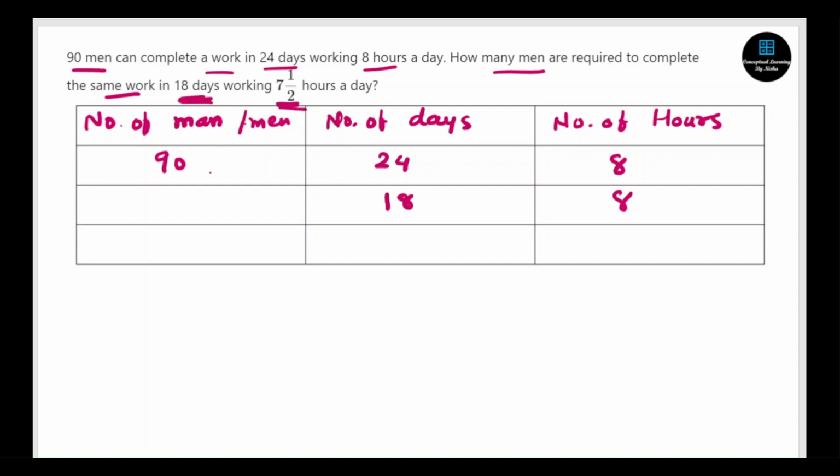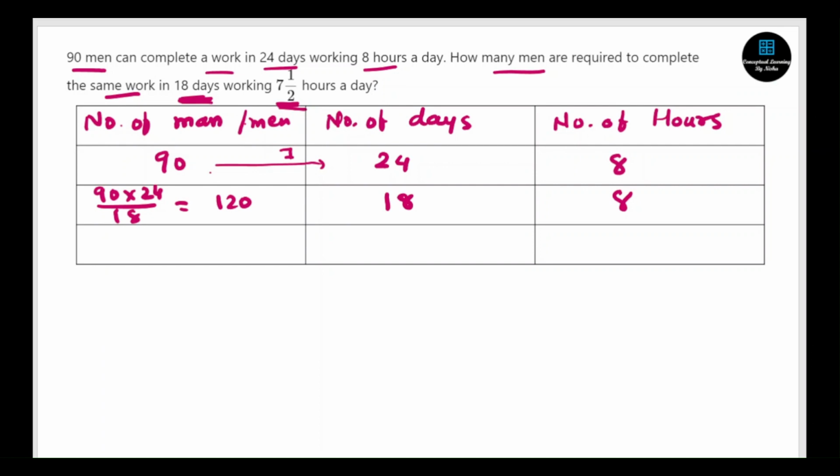Now as we want to find for 18 days, these are our x1, y1, x2, and you have to find y2, and you have to find for x2. Again these two are in inverse proportion. We already learned that. So what I have to do: 90 into 24 upon 18. When I do so, I'll get 120 men required.